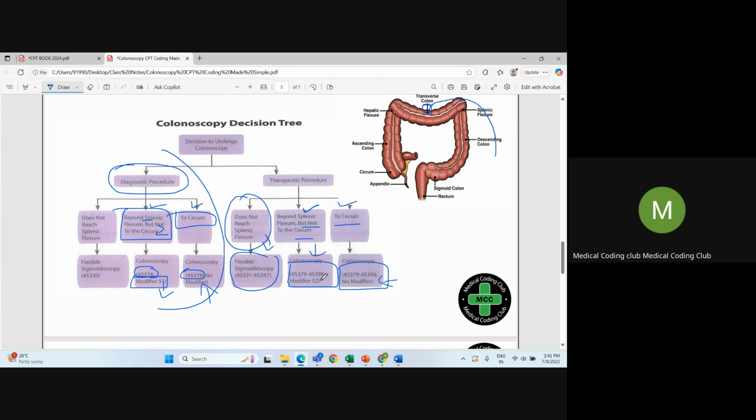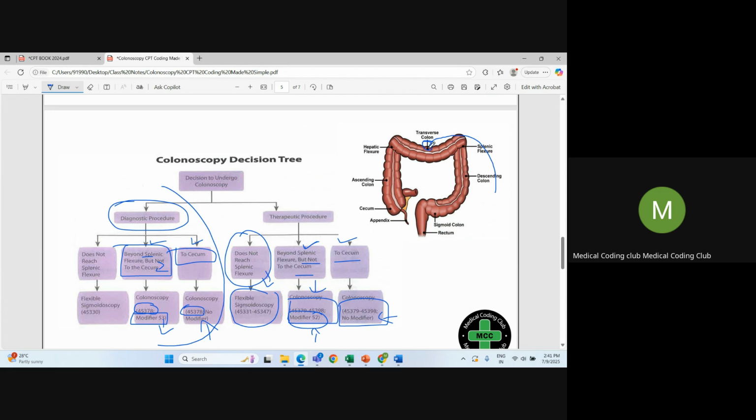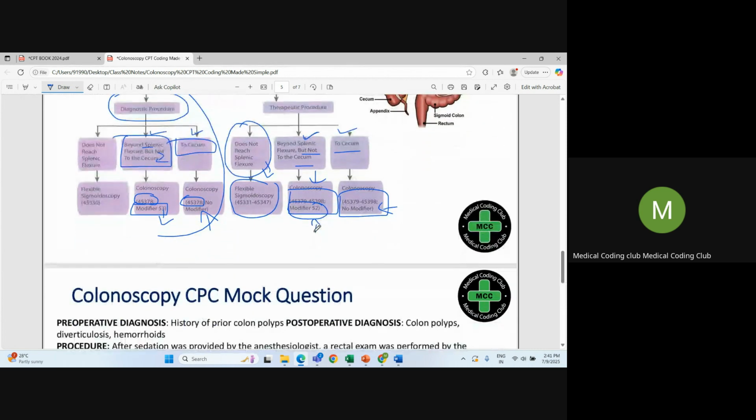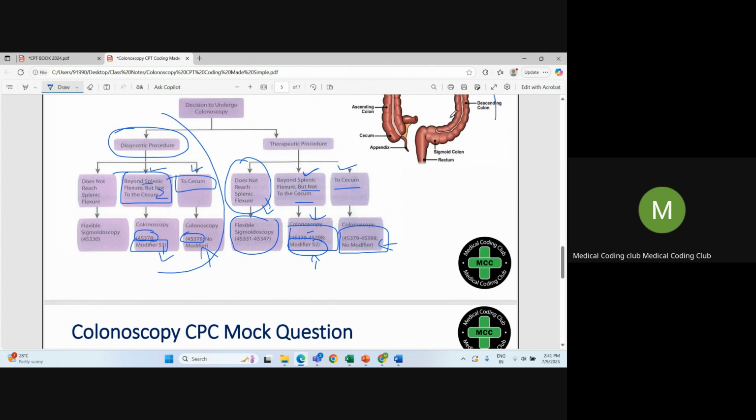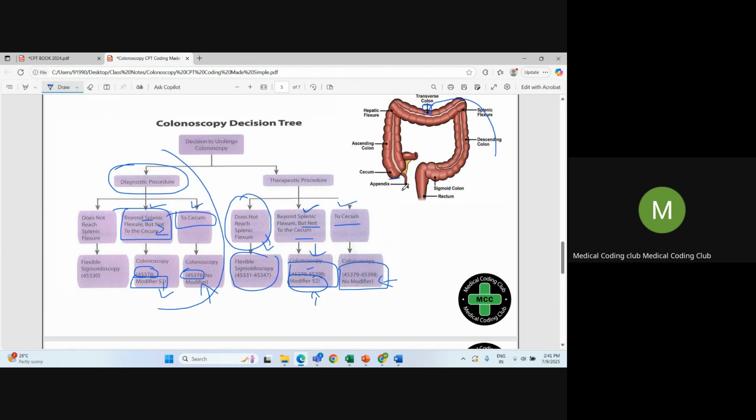In the second scenario, we are going to use modifier 52. It says reduced service. Reduced service means whenever you are going to code halfway, that means you are not reaching the complete colon. Instead, your procedure is halfway. Okay, that is a reduced procedure. So if it is clearly documented, you can use the 52 modifier with the above codes. If it is not documented and they are advancing the colonoscope to the cecum, then we call it a complete colonoscopy and there is no need of using any modifiers.